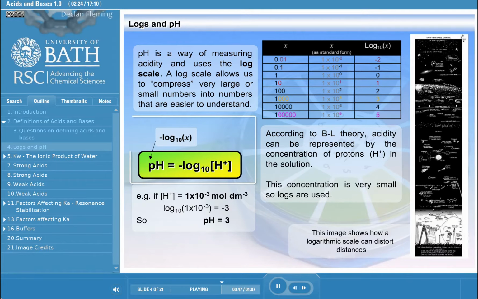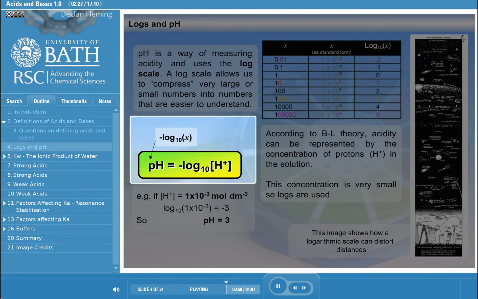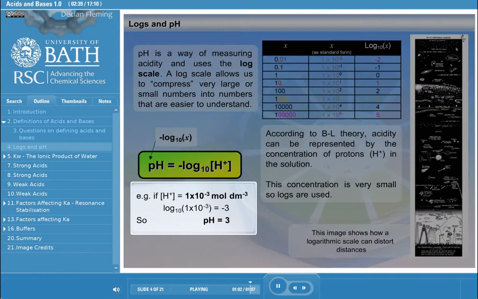pH stands for minus log to the base 10 of the hydrogen ion concentration. We take the negative such that pH is usually a positive number itself. P just means minus log to the base 10 of something. So for example, if we had a solution containing 1 times 10 to the minus 3 molar hydrogen ions, its pH would be 3.